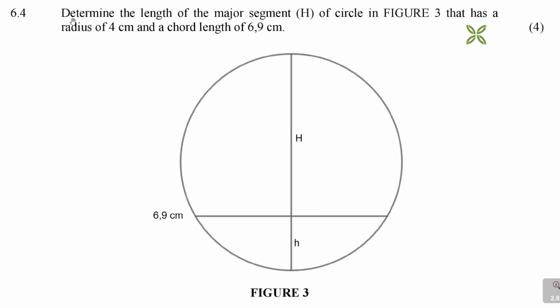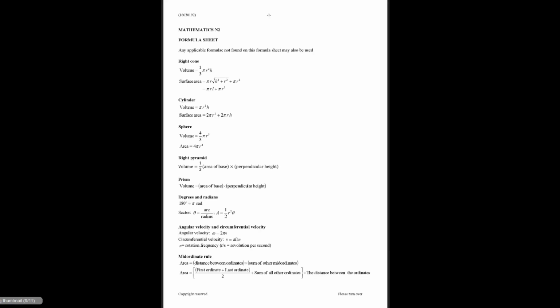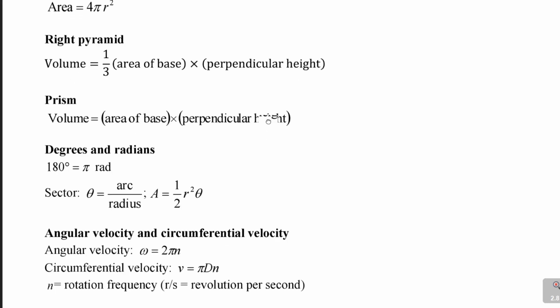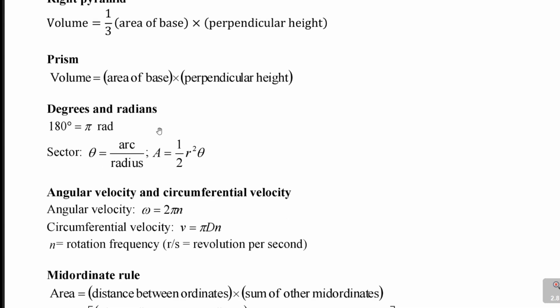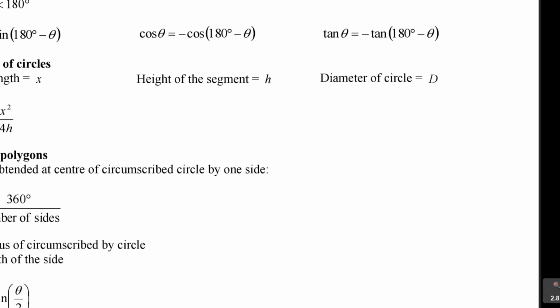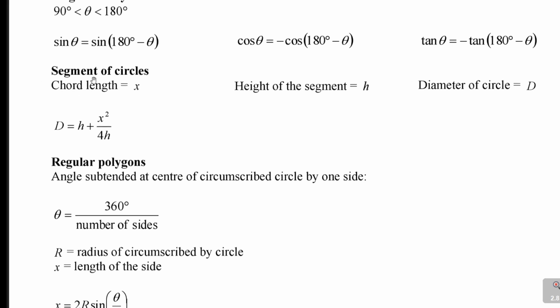Now look at this one. It says determine the length of a major segment of a circle in figure 3 that has a radius of 4 centimeters and a chord length. The moment there are keywords chord length, what you do is come back to your formulas. Most of the last section is based on formulas. So you check here for anything to do with the chord length. It's not here. Let's try the next one. There it is. I see chord length.